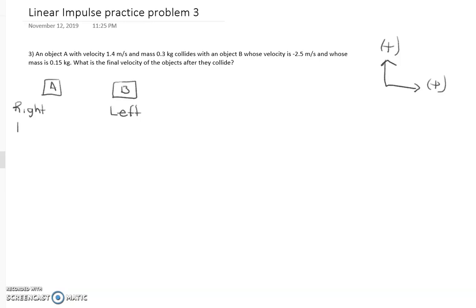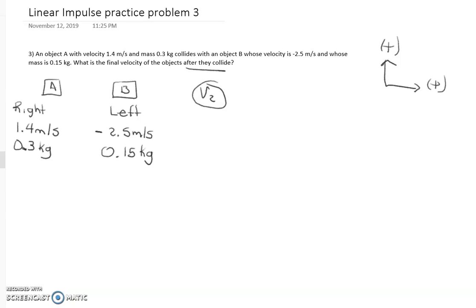Object A has a velocity of 1.4 meters per second and a mass of 0.3 kilos, whereas object B has a velocity of minus 2.5 meters per second and a mass of 0.15 kilos. And we want to know what the velocity 2 after they collide will be.